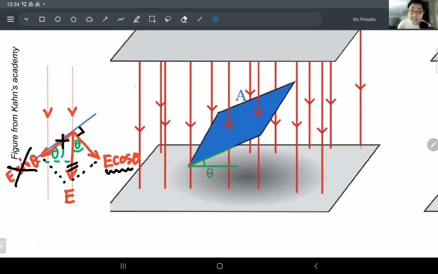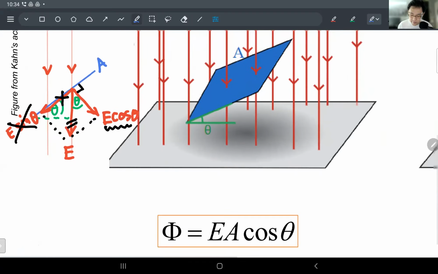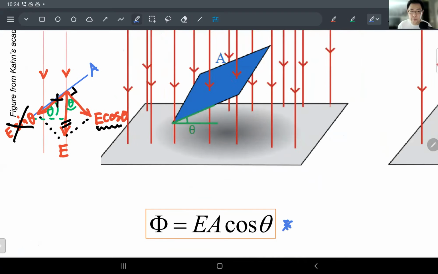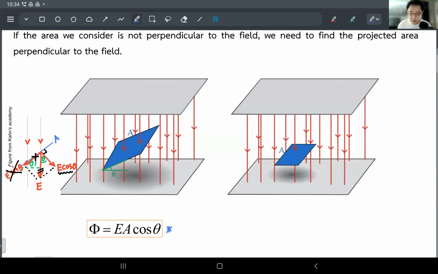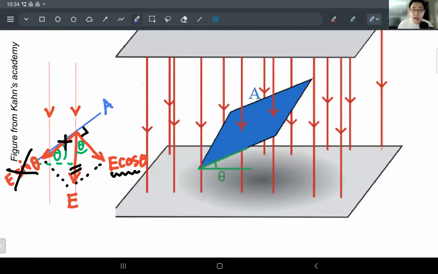And then I take this E cosine theta, multiply with the surface area that's given there. That is my flux. So that's why it's down here. Cool. You get the idea here, how you do it. So you only want to take care of the electric field that has a direction perpendicular to the area. That's all you need. That's all I care about.